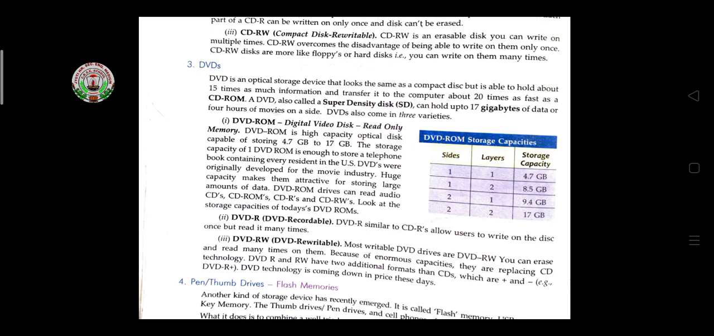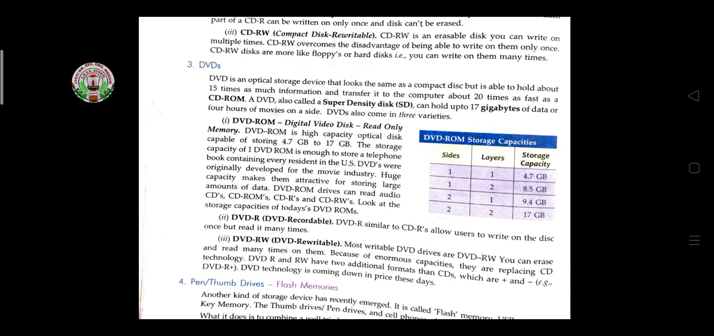hold about 15 times as much information and transfer it to the computer about 20 times as fast as the CD-ROM. A DVD is also called a super density disk, and can hold up to 17 gigabytes of data or 4 hours of movies on a side. So a DVD has more space than a CD, about 20 times more space, and it holds 15 times as much information as a CD.